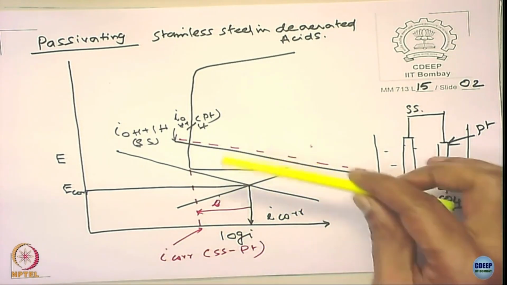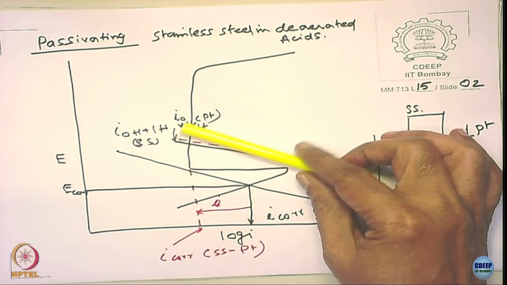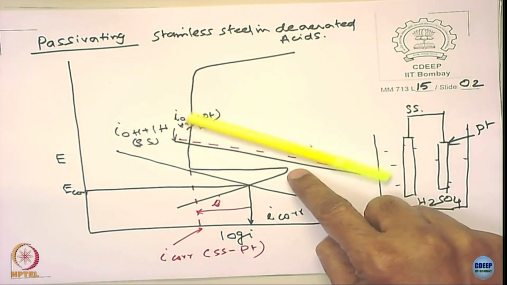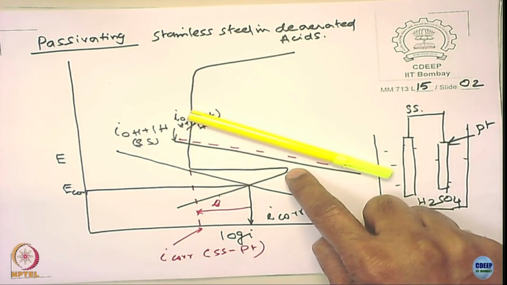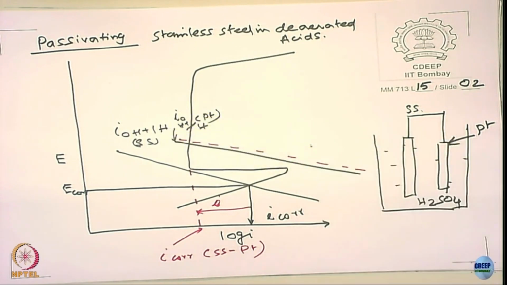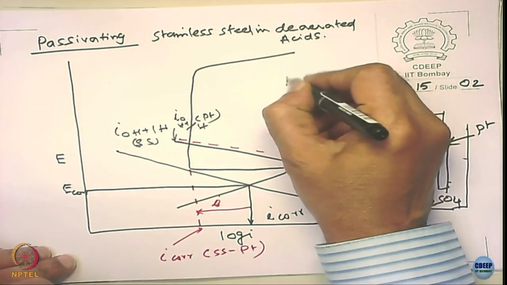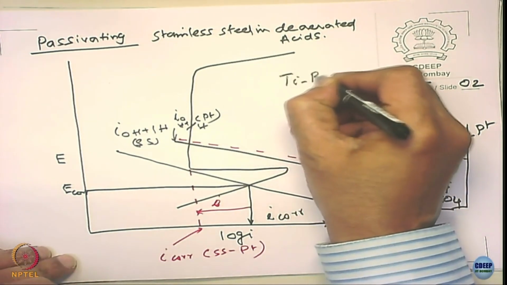If this current is adequate enough to cross the nose of this particular polarization curve, that of course is critical, right? So it's possible to do this, okay, and this is happening not here. This happens in the case of titanium and platinum.